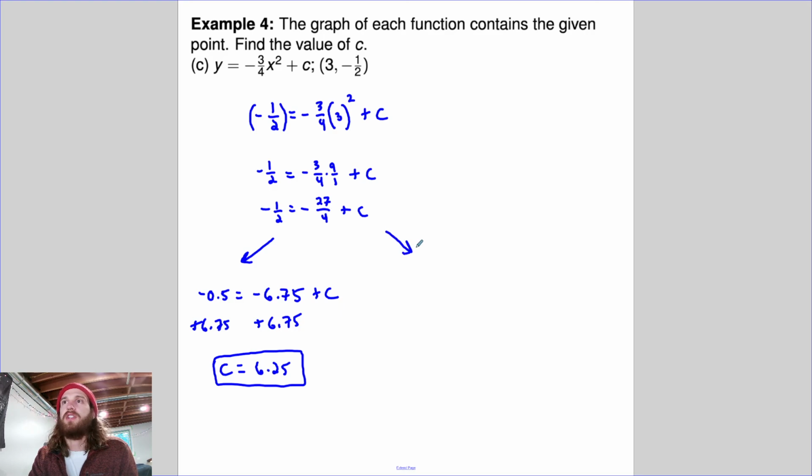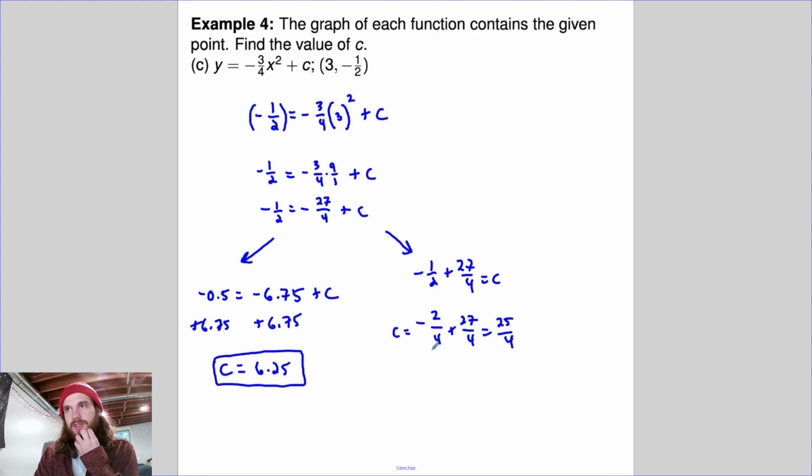If you did it with fractions, I think that is also perfectly acceptable. So you'll have this, and you'll just add 27/4 to both sides to figure out what c is. They need a common denominator. 1/2 in fourths is 2/4, plus 27/4 is 25/4. And 25/4 is 6 1/4. I guess we just need to do it 2 ways. That's probably fine. So you do it with fractions, you do it with decimals.